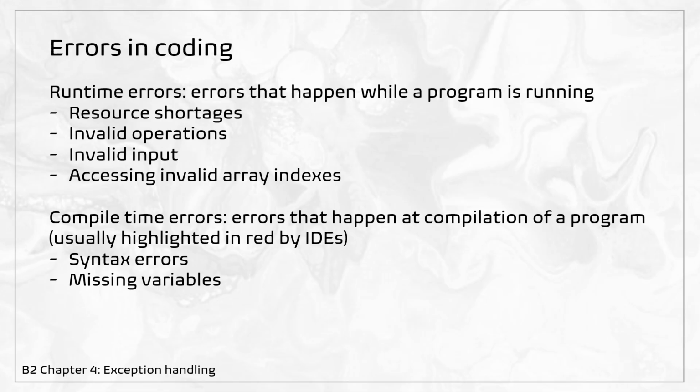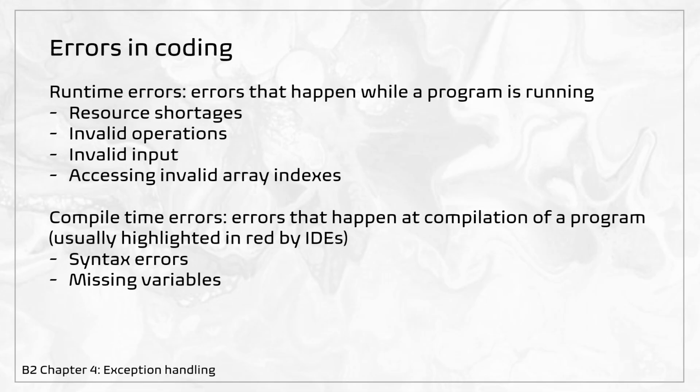Runtime errors are errors that happen while the code is running. This is different from compile time errors, which are errors in the actual code, like incorrectly writing syntax or using uninitialized variables, preventing the code from running at all. Examples of runtime errors include resource shortages like memory, invalid operations, invalid input, or trying to access array indexes that don't exist.